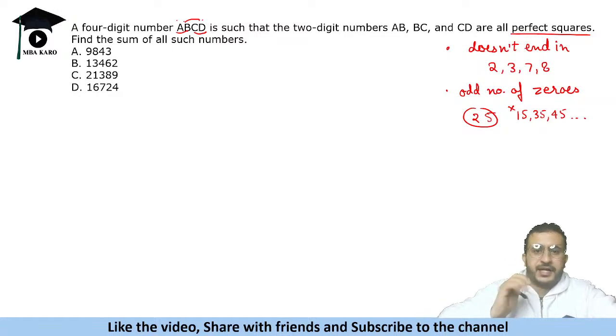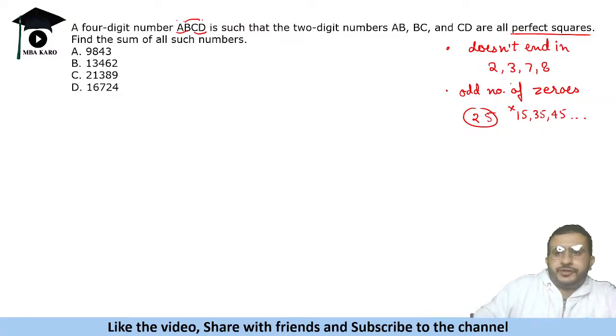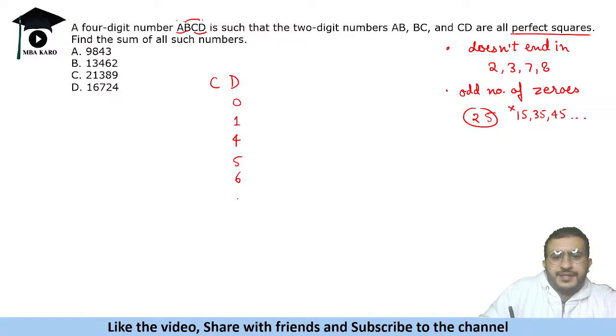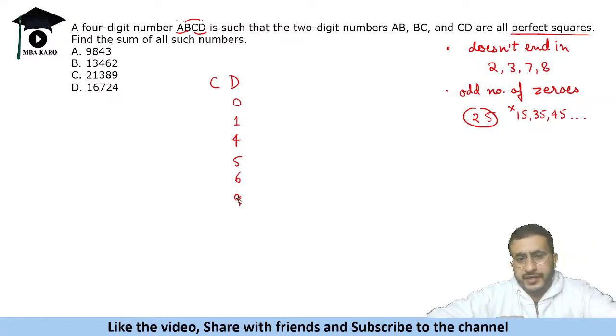So we will start with D. D cannot be 2, 3, 7, 8. So what are the possible values of D? D can be 0, 1, 4, 5, 6 and 9. These are the possible values of D.